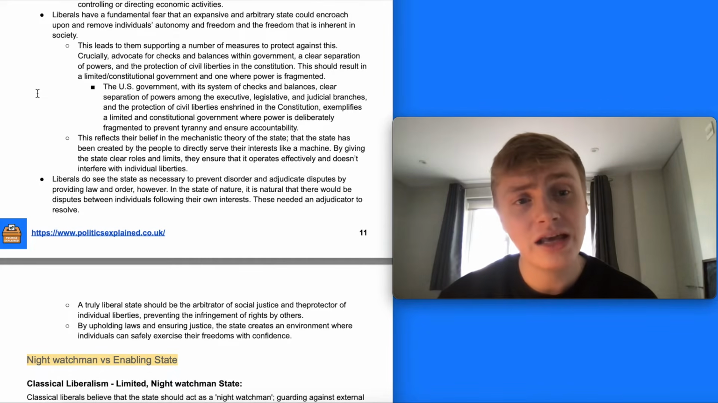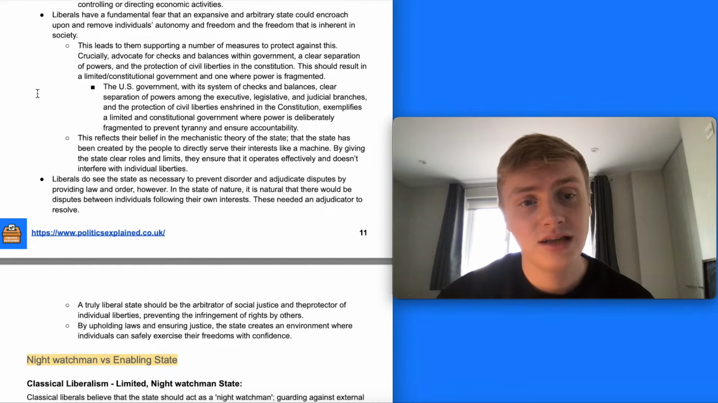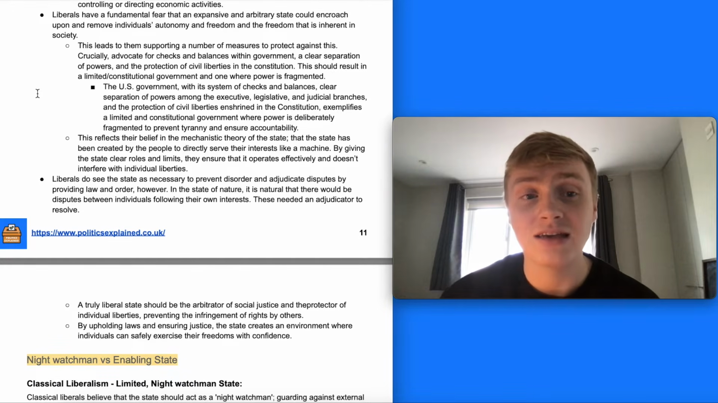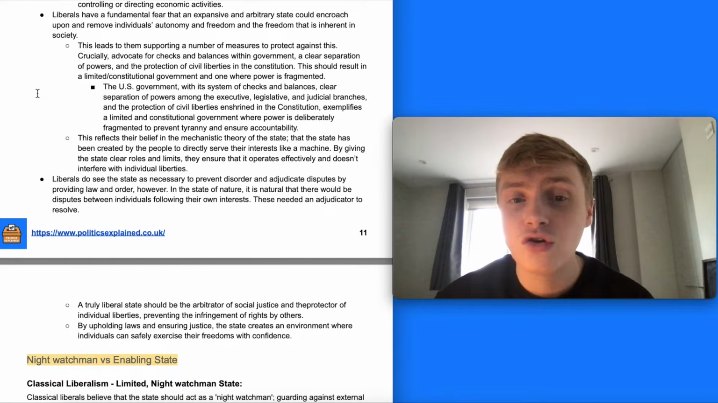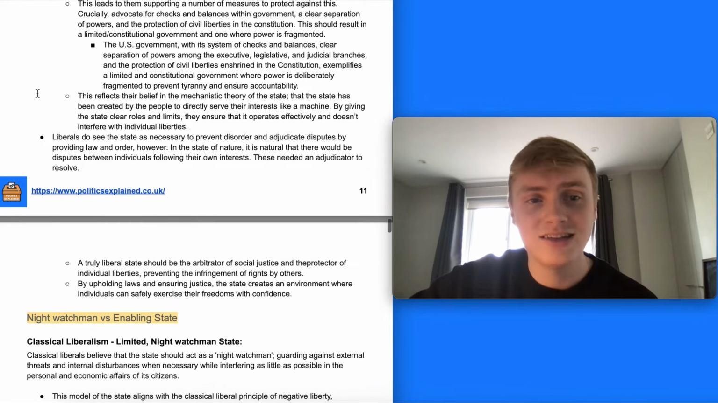And crucially, as I was talking about, they have a real belief in a mechanistic theory of the state. So this is the idea that the state has been created by the people to directly serve their interests, like a machine. And by giving the state clear roles and limits, they can ensure that it operates effectively and doesn't interfere with individual liberty. So they see the state as really designed by humans effectively.